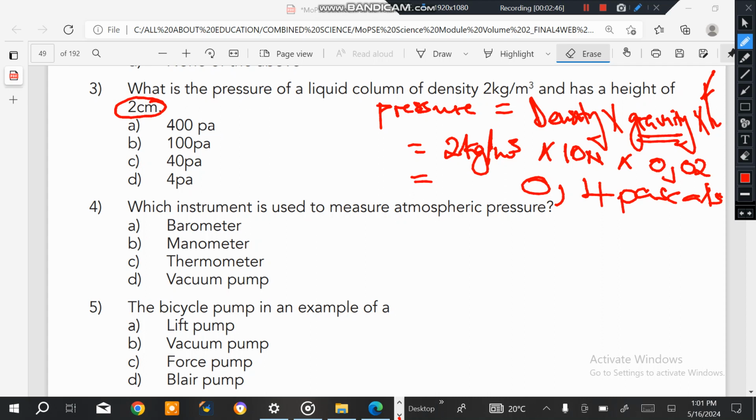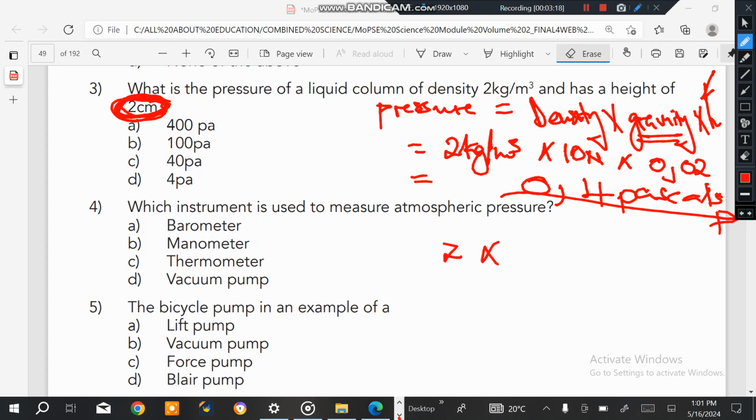It means you used the height without converting it into meters. But the correct way is to convert your height; it must always be in meters. But because we did not find the answer here, it may be that they wanted you to use the height in centimeters. So let's try that.